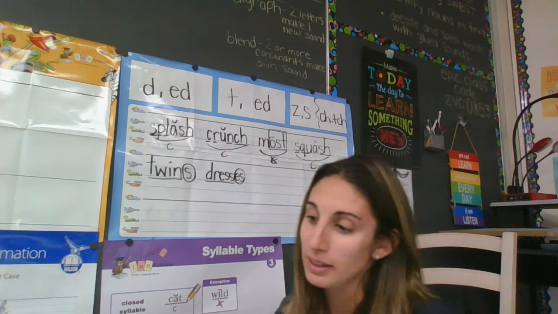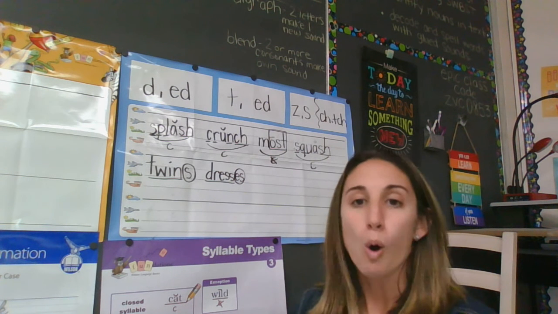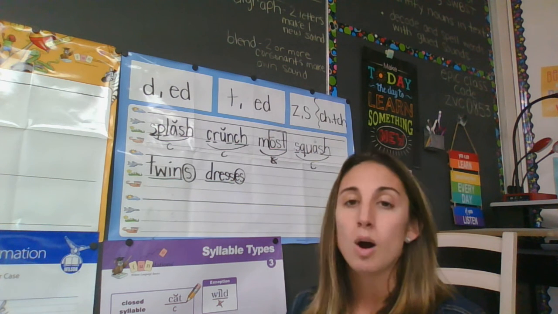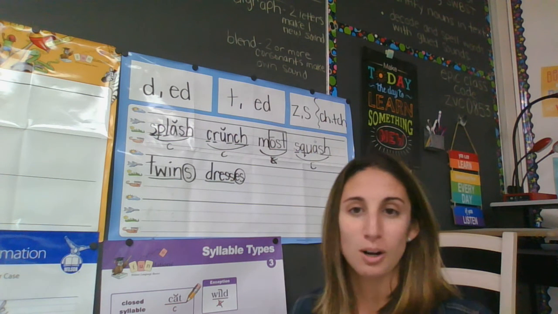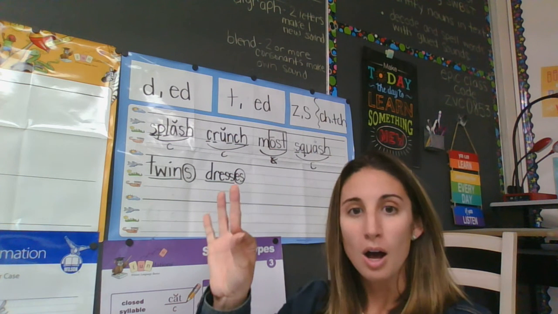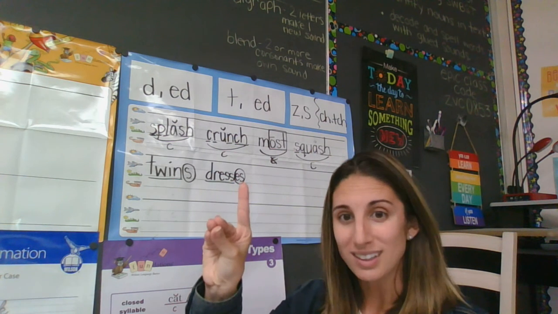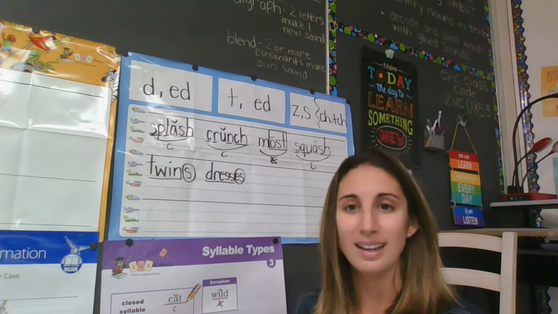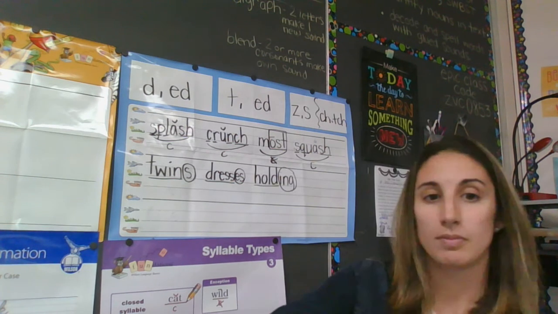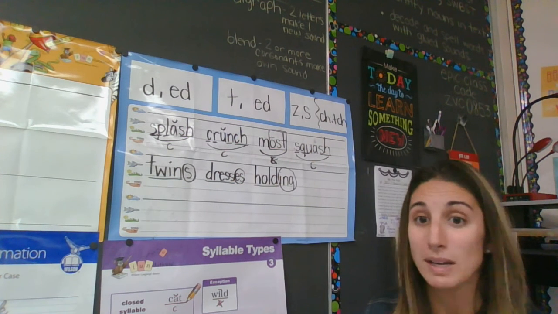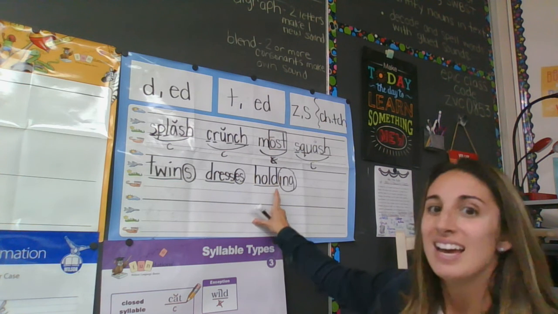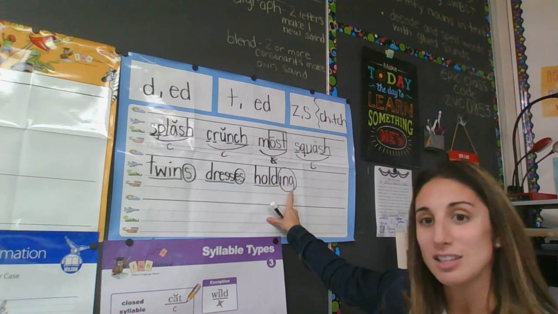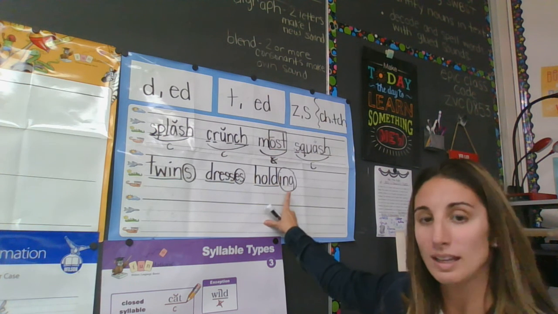Let's try another one. The next one is holding. Say it. Holding. The mother was holding her baby. Old, hold, ing. Try. How'd you do with hold, the base word? H-O-L-D, right? And then ing is your suffix, holding.